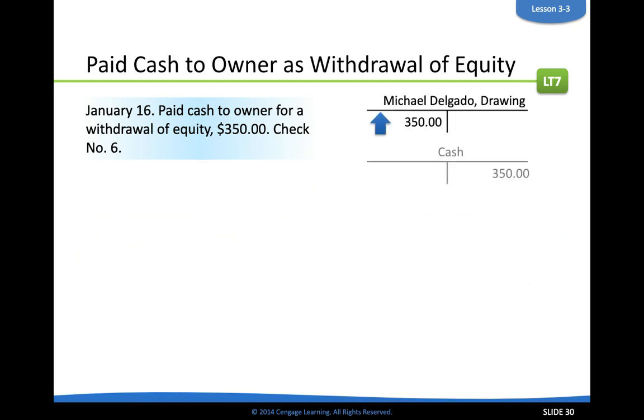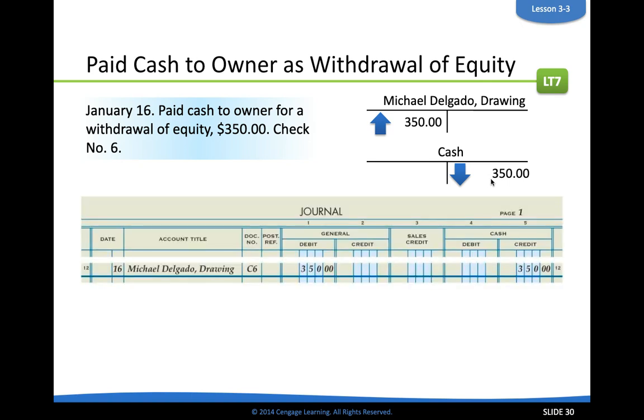Now you'll remember sometimes the owner of the business will withdraw some money, essentially paying himself. So Michael Delgado is going to withdraw $350 from Delgado Web Services. So the effect of this transaction, just using our T accounts back from Chapter 2, we're going to debit the Michael Delgado drawing account, which is an owner's equity account, and we are going to credit cash by $350 because our cash account is going down.